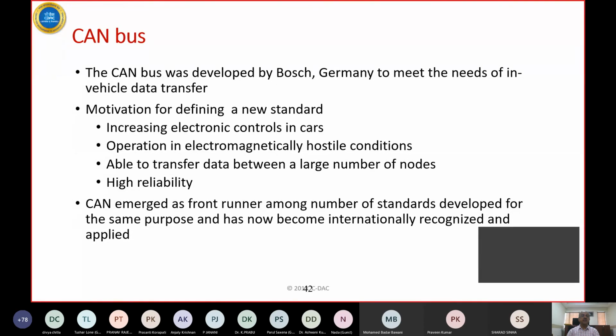That's because, for one reason, the electronic controls in the car started increasing. If you look at the advertisement made by MG Hector, they say it's an internet car, meaning not only is it transmitting information within itself, but it is also connected to the internet, and you can do a lot of things sitting at home, or communicate with the manufacturer, or the manufacturer can see whether the parts are working fine. So it opens up a lot of possibilities.